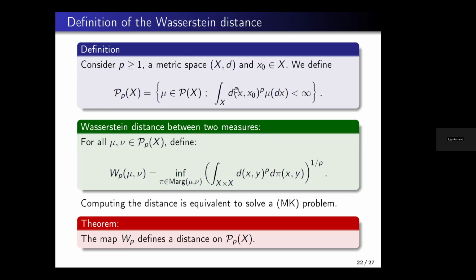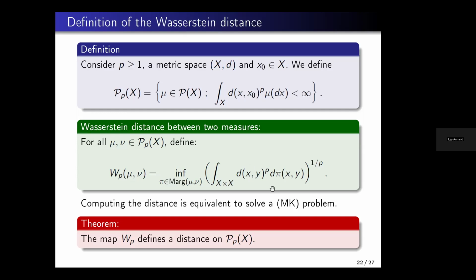Now for Wasserstein distances, we are not interested anymore in the form of the solution of our optimization problem, but just in the value of the problem. So you can define P of X as the set of probability measures that have a finite p moment. And you define the Wasserstein distance from mu to nu as the transport cost from mu to nu when the cost is the distance to the power p. And you do some normalization by putting everything to the power 1 over p.